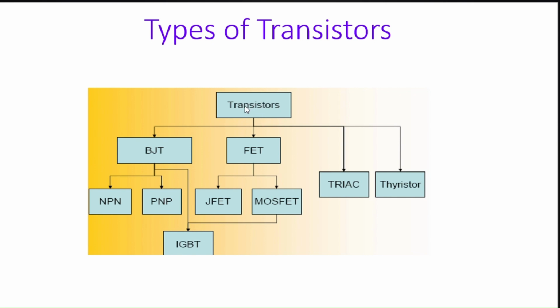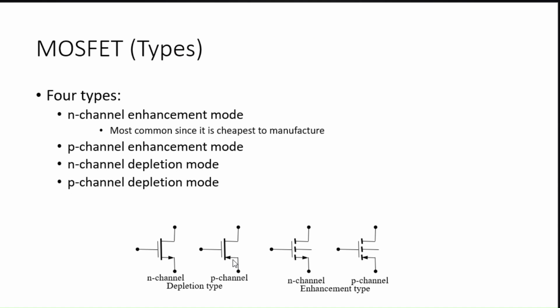A transistor is basically a semiconductor device used to amplify or switch electronic signals. Now there are several types of transistors, and this diagram gives us a nice overview of that. At the top level, we have transistors, which branch into three main categories: thyristors, triac, and the FETs. Now the FET, or the field effect transistor, further divides into MOSFET and JFET, and then we have the BJT, bipolar junction transistor, which comes in two flavors, PNP and NPN. There's also this IGBT, which kind of sits at the intersection of both the BJT and the FET technology.